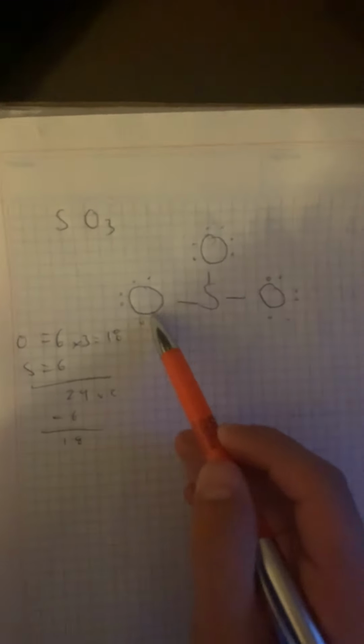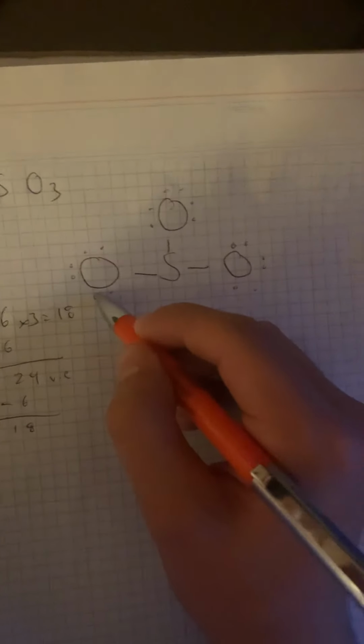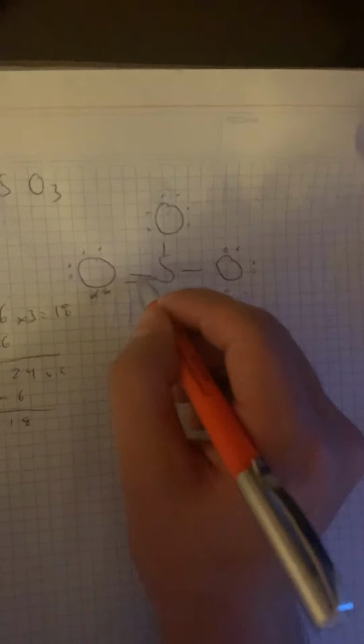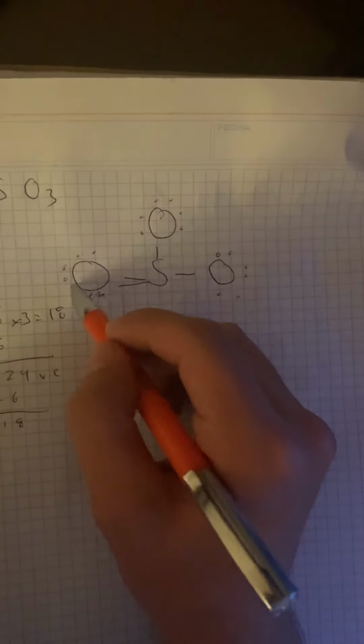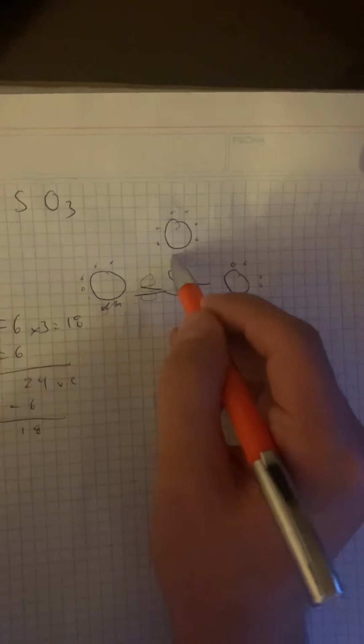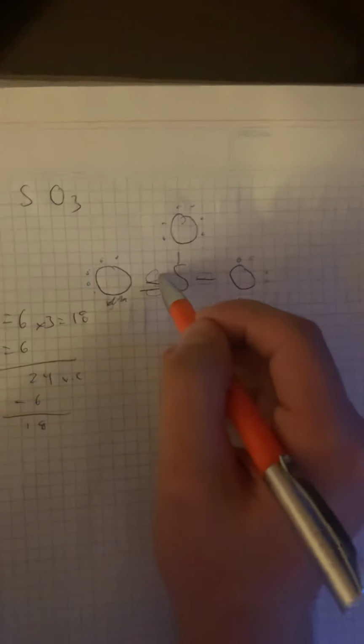So in this case, we have to form what is called a double bond. Any oxygen will take 2 of the valence electrons, and instead of having separated pairs, we will now have a double bond. So now this oxygen has 1, 2, 3, 4, 5, 6, 7, 8, and sulfur has 1, 2, 3, 4, 5, 6, 7, 8. So they are all happy.